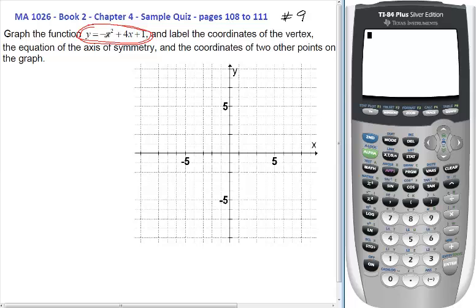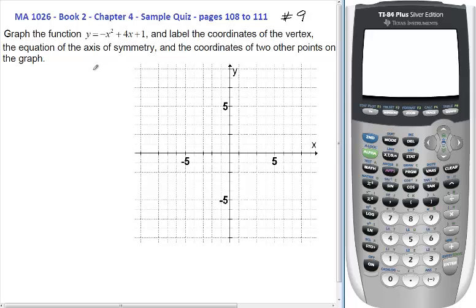It's very similar to the previous example we just did on the video, which is number 8, except this one is not in vertex form. You notice that this one is not in vertex form. This is in what we call standard or general form. So we have to take this form and change it to vertex form to graph it.